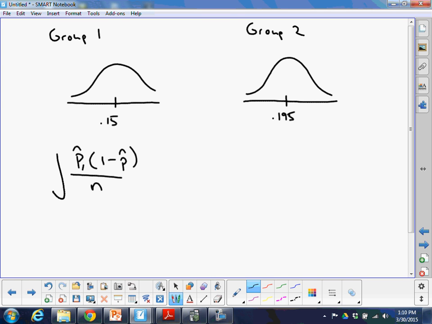This would be the standard error for the first one, and the second one would be the same thing. The 0.15 would be the p hat, and the n for this case was 3,000. So we could do the calculation and do something similar with group 2. Now here's where it's a little bit different. When we combine these, we're going to make a new one for p1 minus p2.